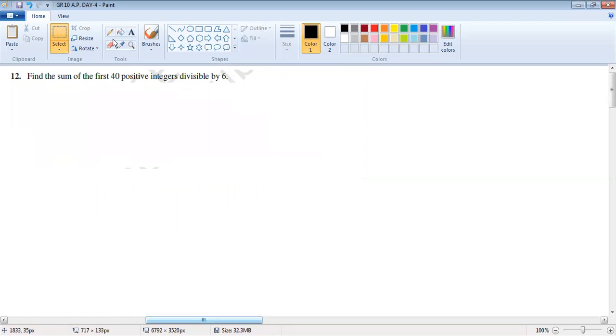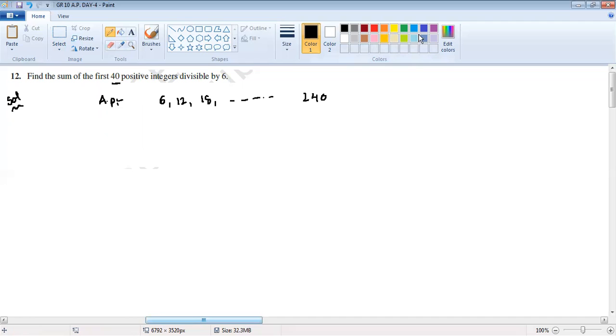Find the sum of the first 40 positive integers divisible by 6. First you have to write what the numbers are. So the required AP you can write as 6, 12, 18, and so on, 40 numbers. First 40, so 6 times 40 is 240.